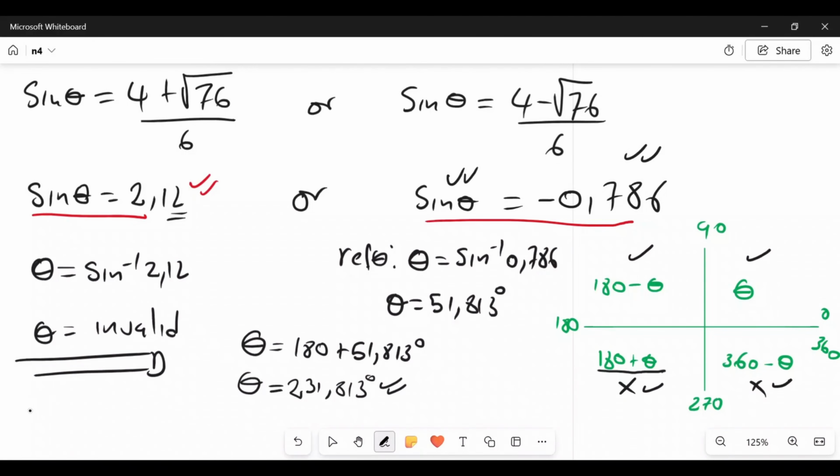So we're going to continue here underneath for the angle on the fourth quadrant. So theta is going to be equal to 360 minus the reference angle, which is 51.813. There we go. So our angle here is going to be 308.187 degrees. So this one as well is going to be our final answer.